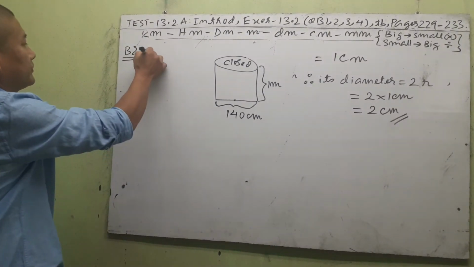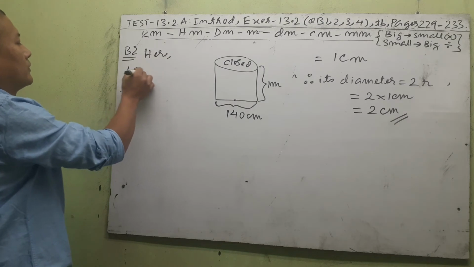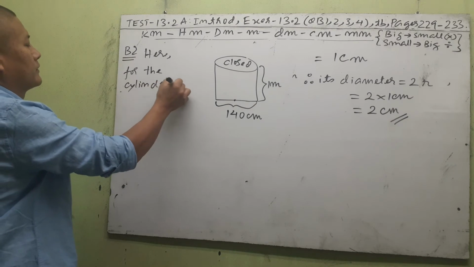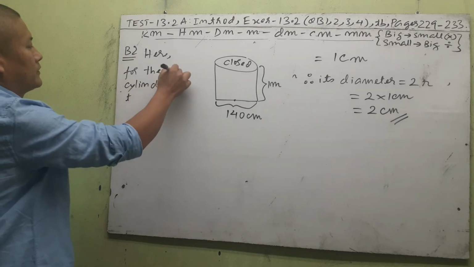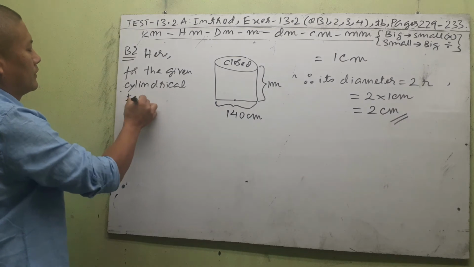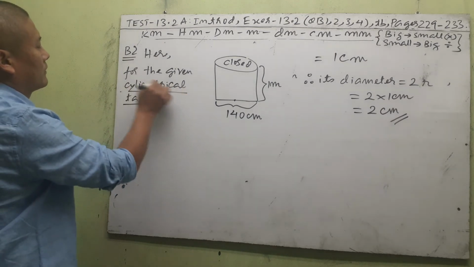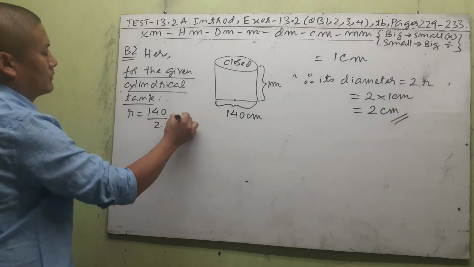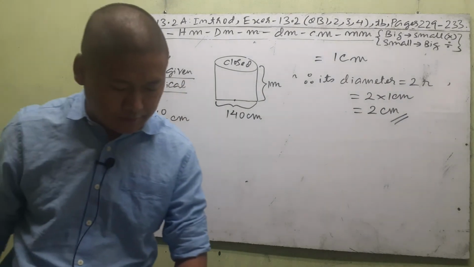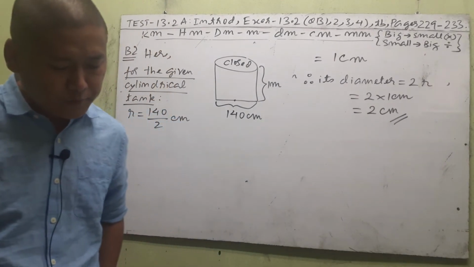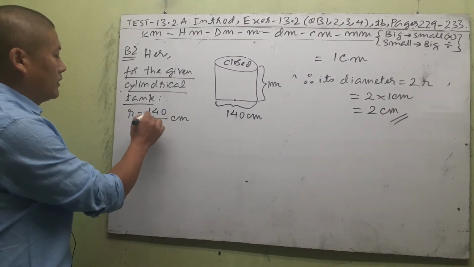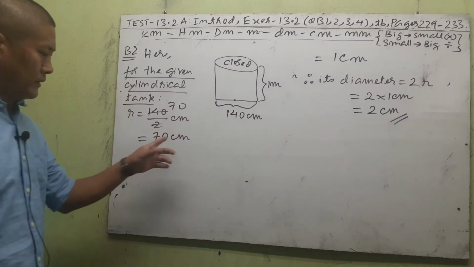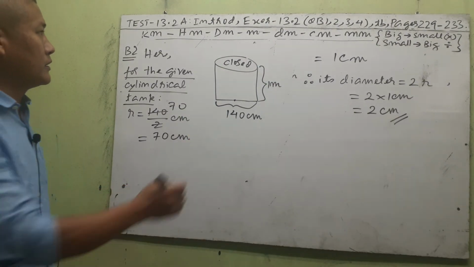So here, for the given cylindrical tank, its radius R will be the diameter divided by 2 centimeter. They are saying convert to how many square meters. So let's keep that in mind. 70 centimeter is the radius in centimeter, but they're asking in meter. So let us change to meter.